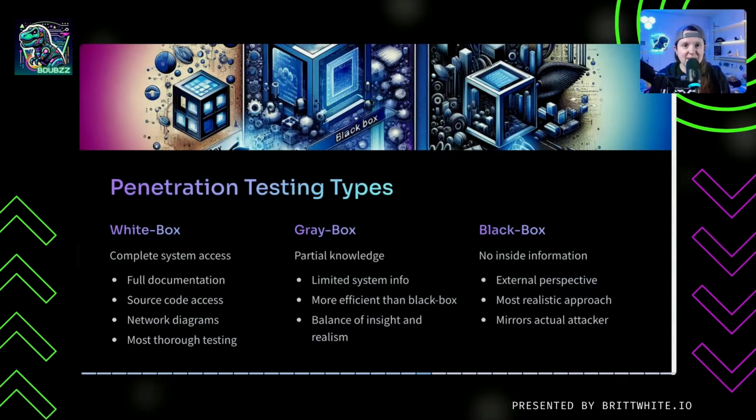White box testing is like giving a home inspector complete access to your house. They get blueprints, electrical diagrams, and everything. Here, our testers receive full access to any system documentation, source code, and network architecture, including diagrams, allowing for the most thorough testing possible. Gray box testing is like giving that inspector just the basic floor plan with a general layout. Pen testers receive partial knowledge of the internal systems, enough to be more efficient than blind testing, but not everything.